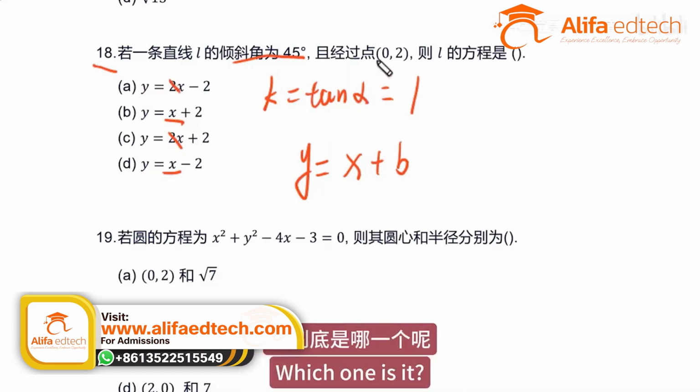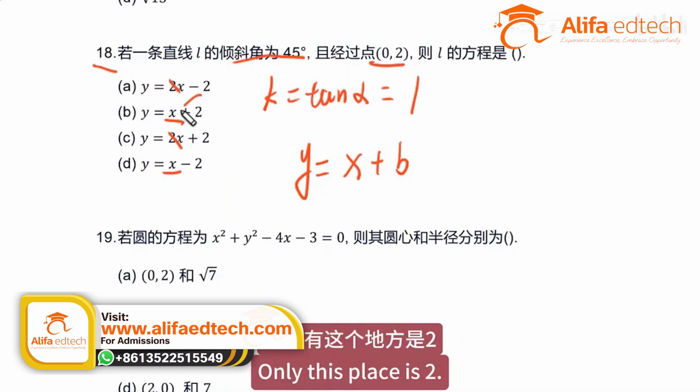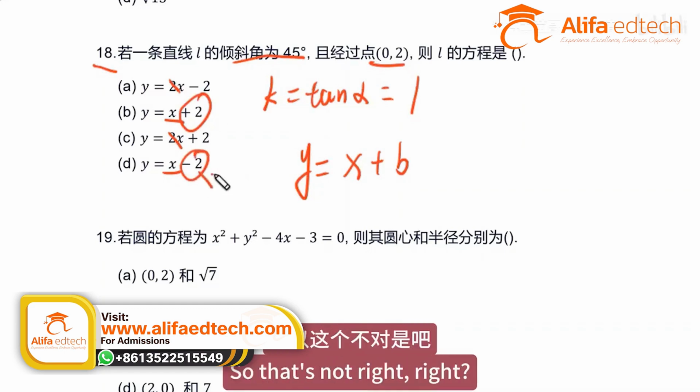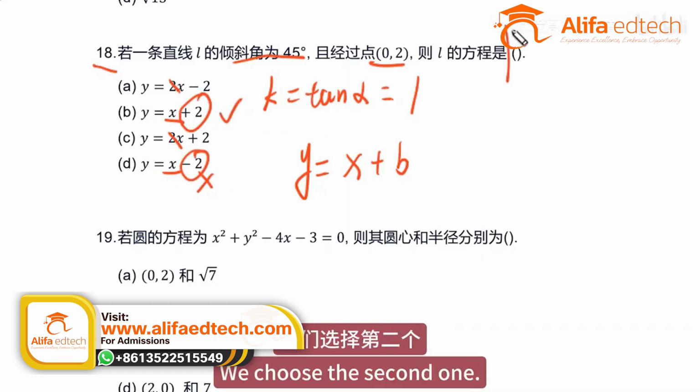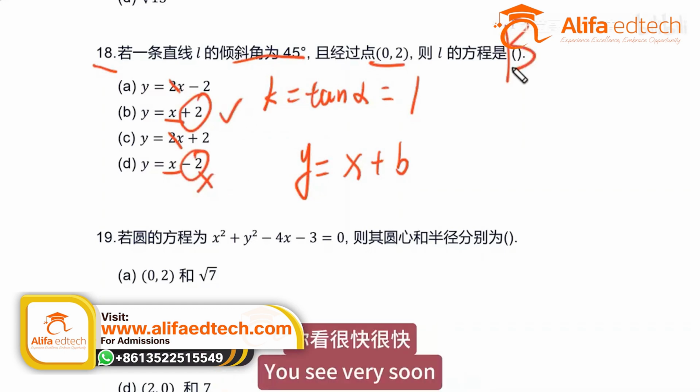Because it passes through 0, 2, only here is 2, and here is negative 2. So this one is incorrect, right? So we choose the second one, option B, right? See, we solved this very quickly.